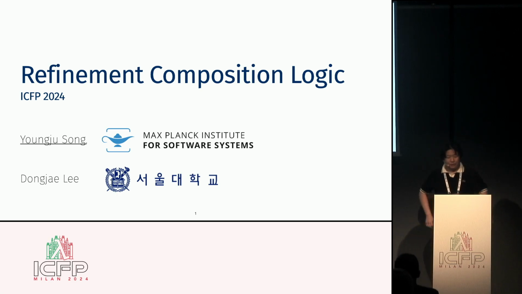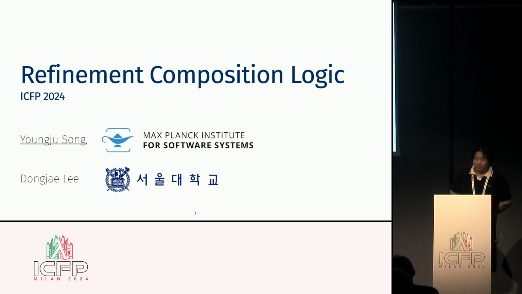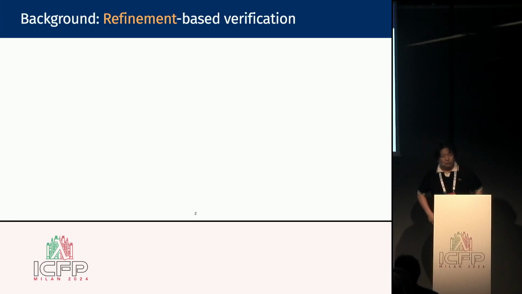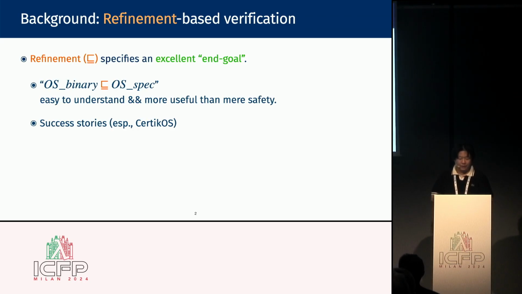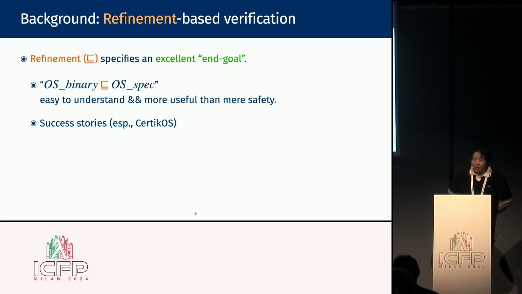Thank you. I'm Youngju, and today I'm going to talk about refinement composition logic, which is a joint work with Dongjae Lee. And let us begin with brief background. Refinement is one prominent approach in formal verification. Refinement specifies an excellent end goal for the verification. For instance, consider the following refinement that for a given operating system, its binary refines its mathematical abstract specification.